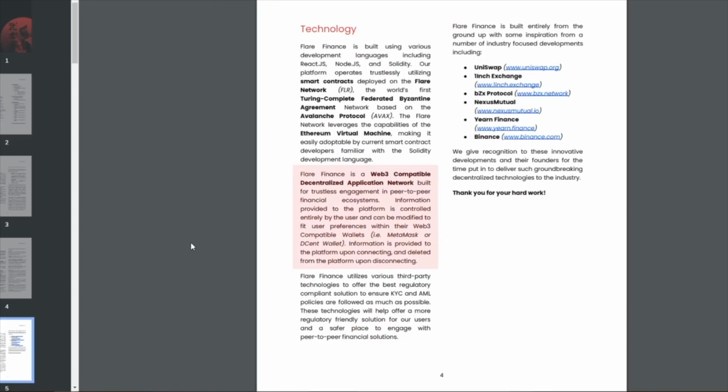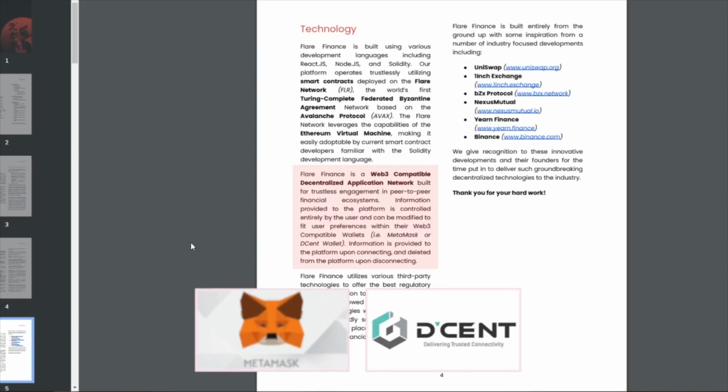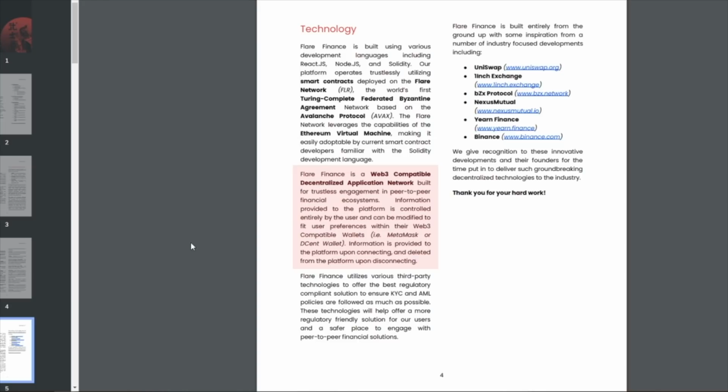Flair Finance is a Web3 compatible decentralized application network built for trustless engagement in peer-to-peer financial ecosystems. Information provided to the platform is controlled entirely by the user and can be modified to fit the user's preferences within their Web3 compatible wallets, for example MetaMask or Decent Wallet. Information is provided to the platform upon connecting and deleted from the platform upon disconnecting. This makes it very safe.